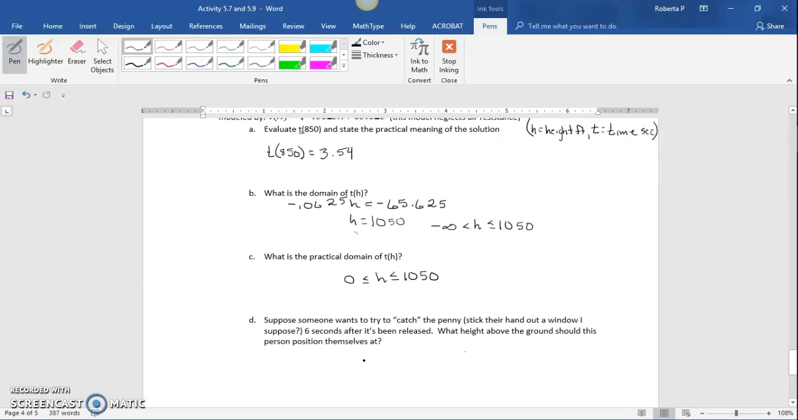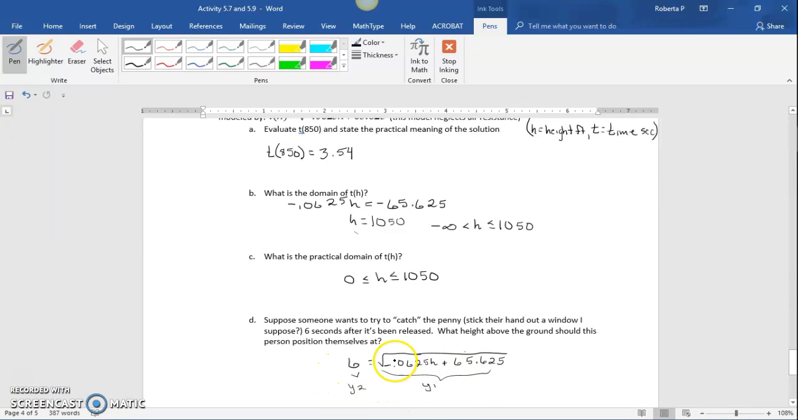So now we want to catch the penny 6 seconds after it's been released, so that means we want this thing equal to 6, equal to the square root of negative 0.0625h plus 65.625, and this will be in your y1, this will be in your y2, or in Desmos, f of x, and then y equals.